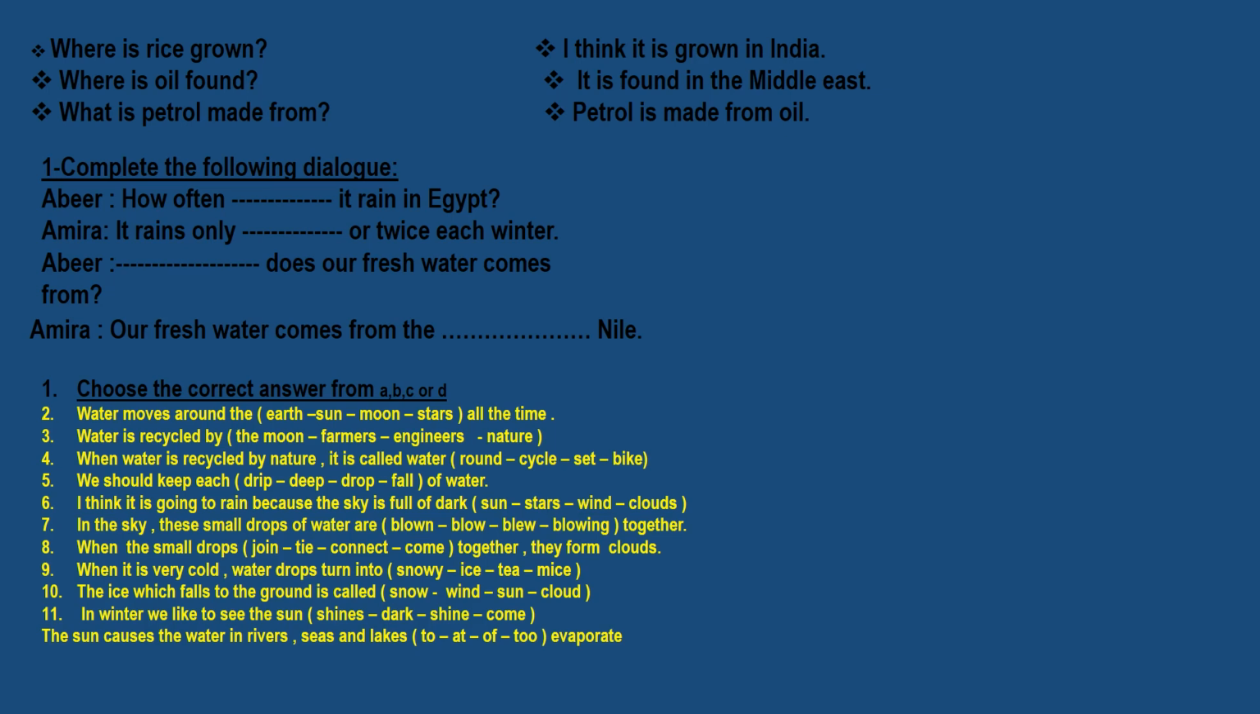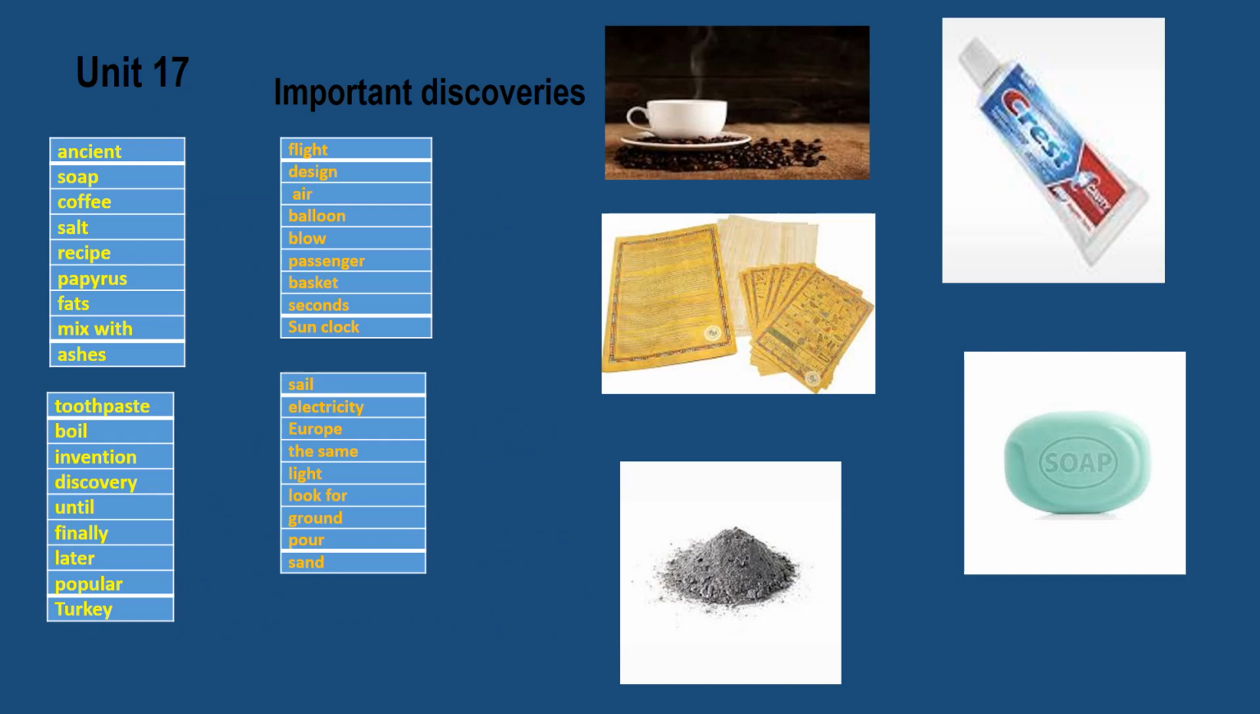Correct. When the small drops join together, they form clouds. Correct. When it is very cold, water drops turn into ice. Correct. The ice which falls to the ground is called snow. Correct. In winter, we like to see the sun shine. Correct. The sun causes the water in rivers, seas, and lakes to evaporate. Correct. Thank you, Prep 2.